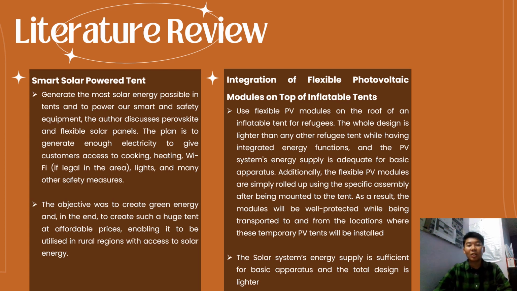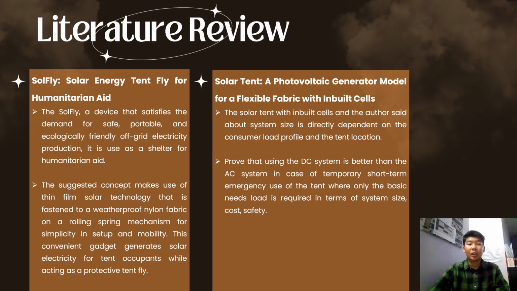Next is the integration of flexible photovoltaic modules on top of inflatable tents. This solar system uses flexible PV modules on the roof of an inflatable tent for refugees. The whole design is lighter than any other refugee tent while having the integrated energy function. Next is the Softlight Solar Energy 10 Fly for Humanitarian Aid. The Softlight is a device that certifies the demand for safe, portable, and ecologically friendly off-grid electricity production. It is used as a shelter for humanitarian aid.